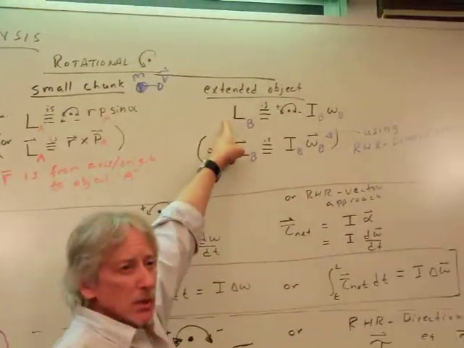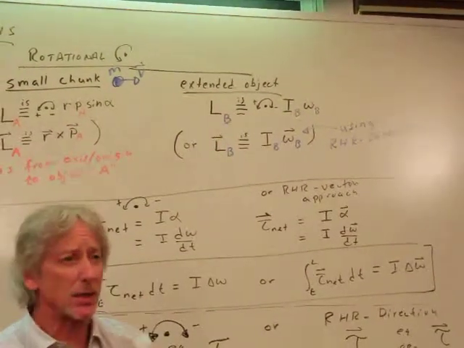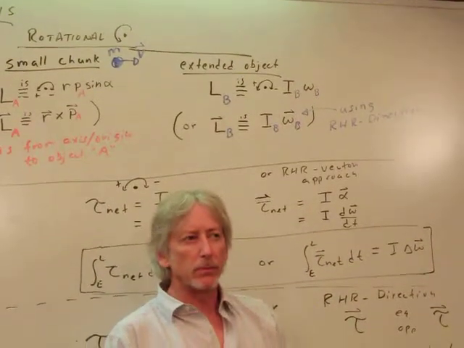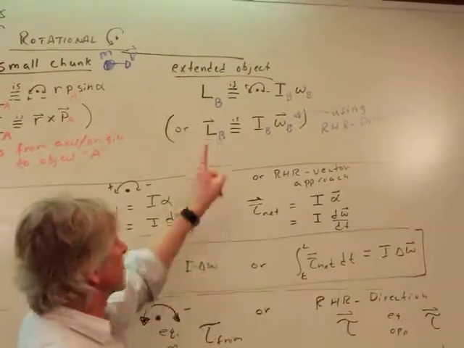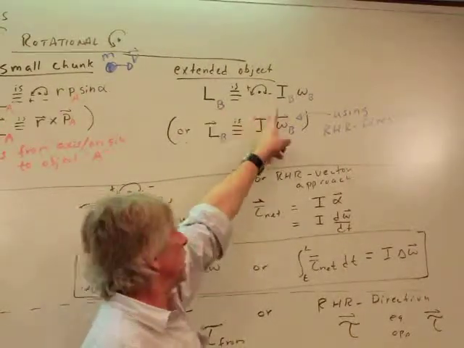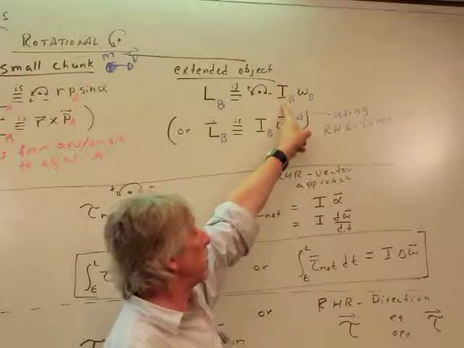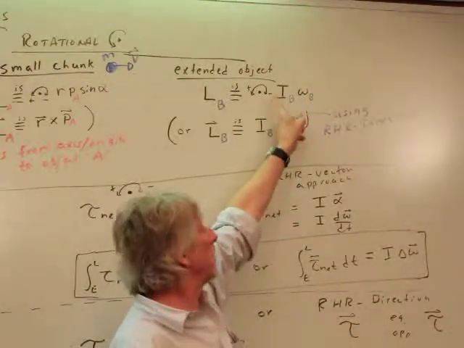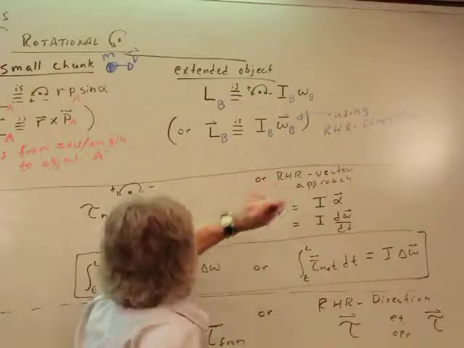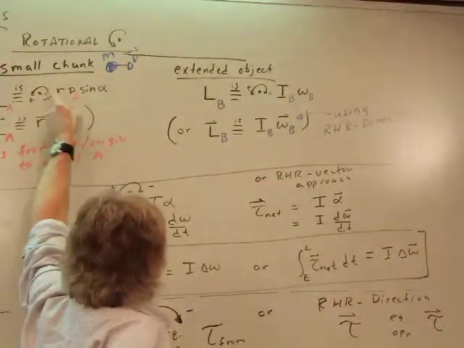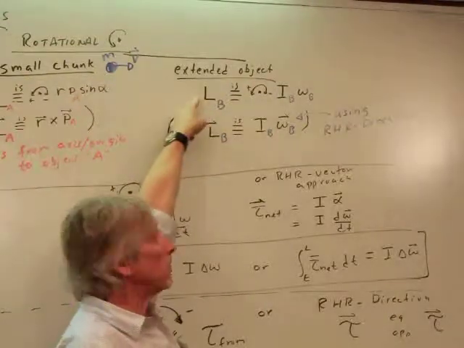Angular momentum is, well, it's kind of like mv, isn't it? But it's I omega. So you'll see that the units are different than P. Kilogram meter squared, radian per second. Kilogram meter squared per second. These are the same, they better be, they're angular momentum.